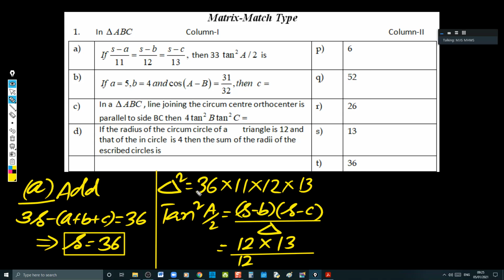Anyone please help me out here. Delta square I'm writing. Delta square is S into S minus A 11 into S minus B 12 into S minus C 13. This is correct only. Oh, this is not tan square A by 2. This is tan A by 2 only. Okay. Now we have to write tan square A by 2, which means this is squared. Otherwise you can straight away use this. You can make use of this because delta is there. Even if not, you can do this.